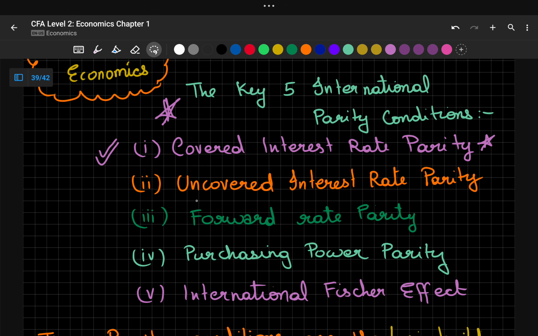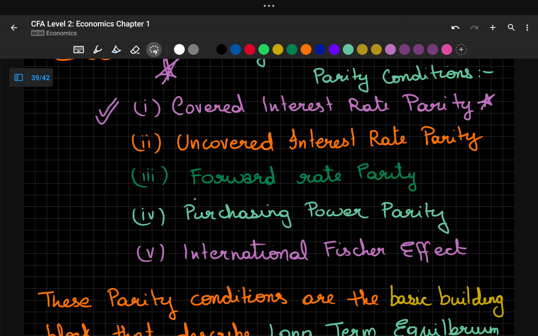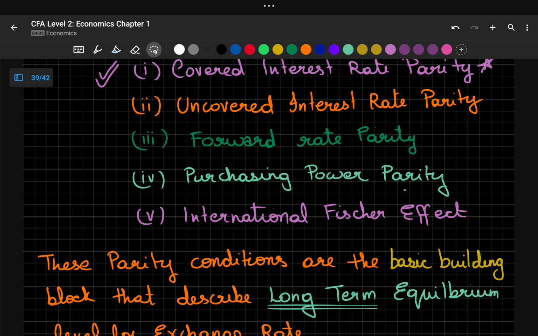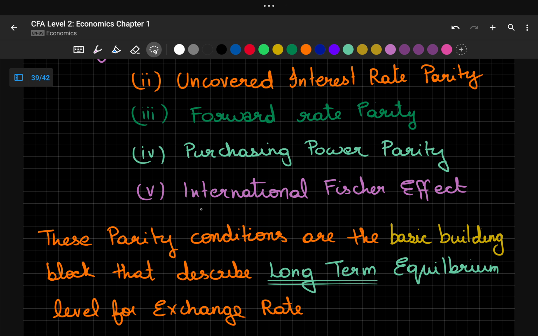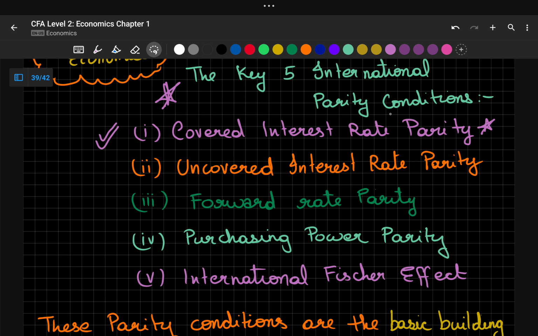After that, we would be studying uncovered interest rate parity. Then we would be studying forward rate parity, purchasing power parity, and at last, international Fisher effect. These are the 5 international parity conditions that are being covered in this chapter.